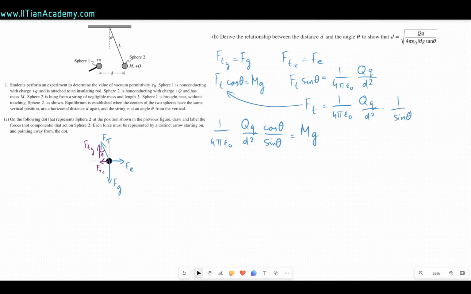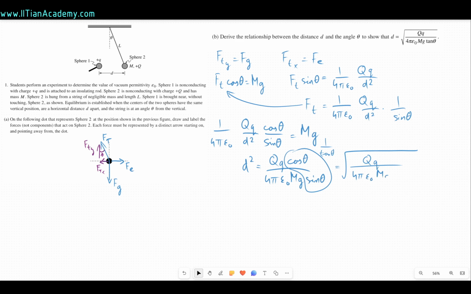What we need to solve for here is the distance, so we can rearrange for d squared. This will be equal to Qq cosine theta over 4 pi epsilon mg sine theta. Cosine theta over sine theta is simply 1 over tangent theta. We can take this 1 over tan, then take the square root, and we will end up with the equation that is required of us, with mg tan theta. Just like this.